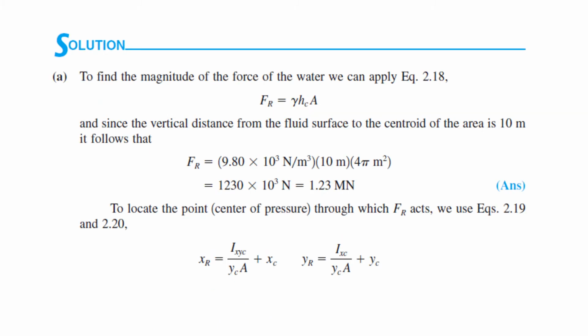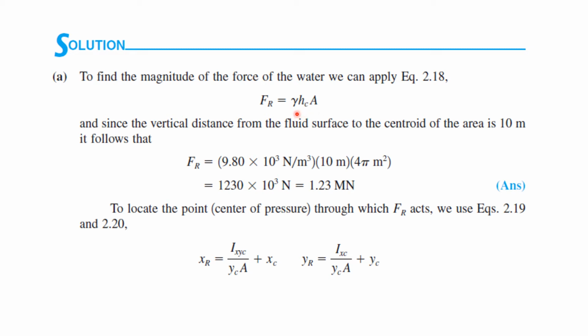Moving towards the solution of this numerical, just remember you need to know the three formulas for finding the resultant force on the plane surface. The first formula is Fr is equal to gamma hc area, and you can find the location of the resultant force which is xr and yr. So Fr is equal to gamma times hc times area.